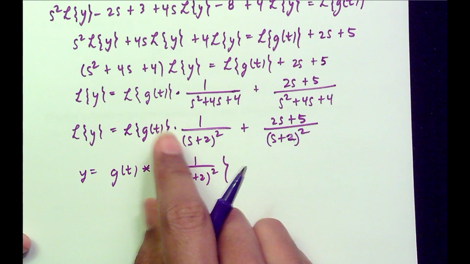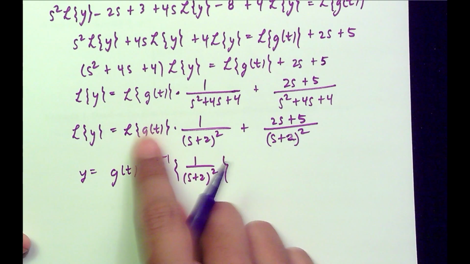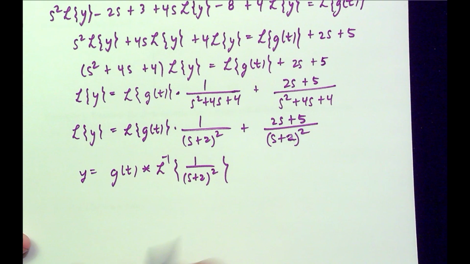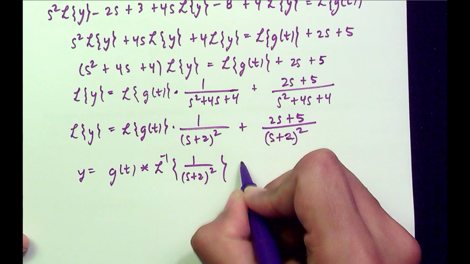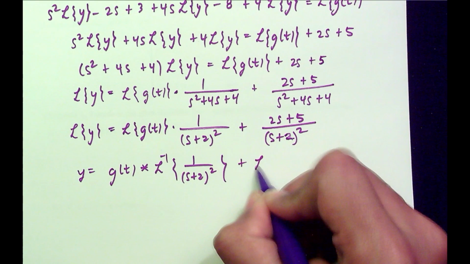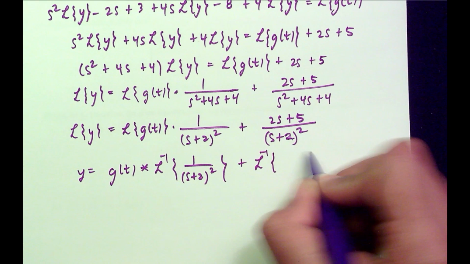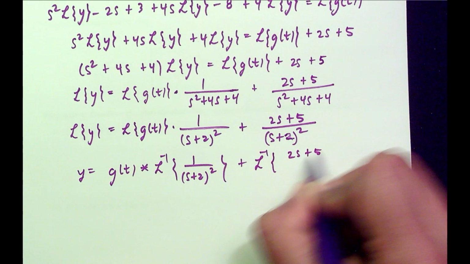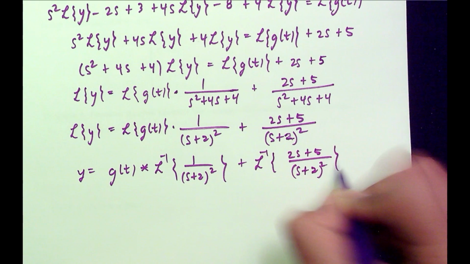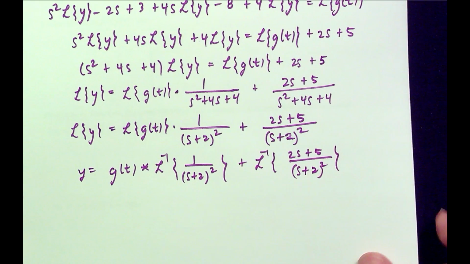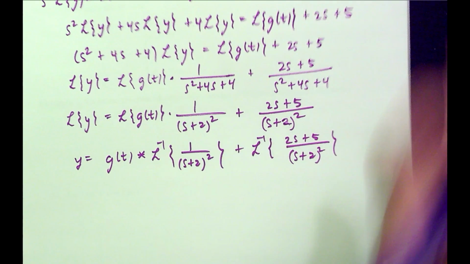Okay? Again, the Laplace inverse of this product is the convolution product of the Laplace inverses. That is the formula that we're learning in this lesson. Plus Laplace inverse of 2s plus 5 over (s plus 2) squared. So that is y.